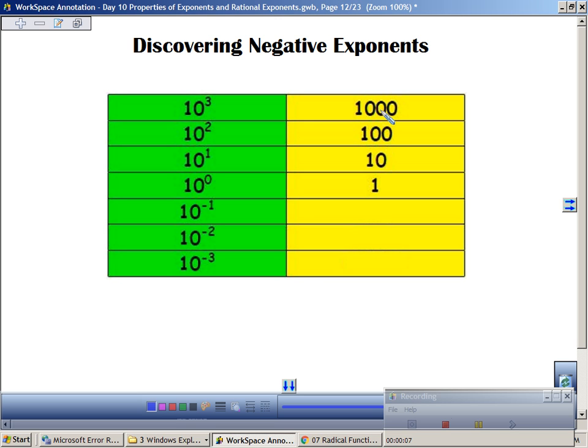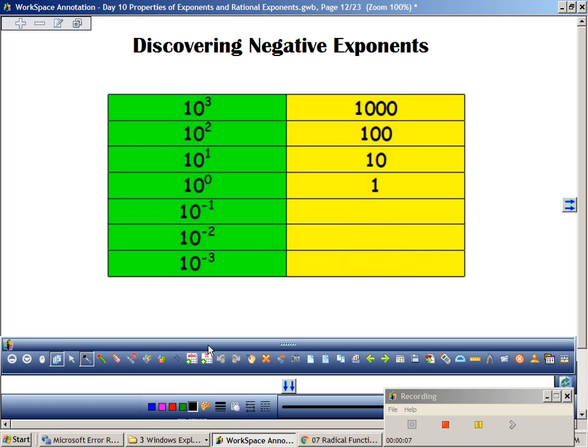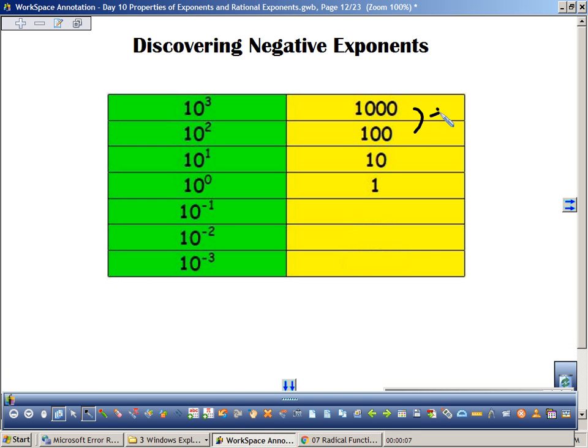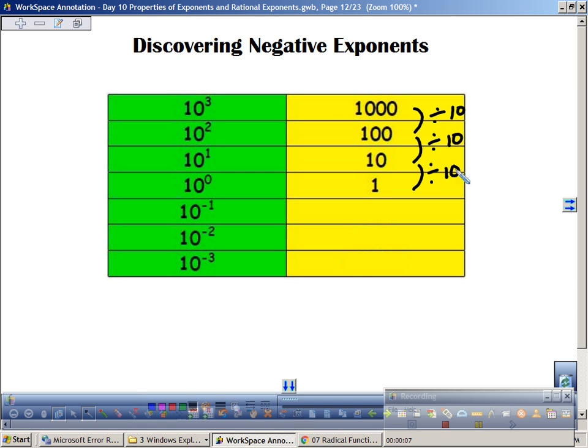I love it. Somebody in last class said I took a 0 away. How do I take a 10 away? I divided by 10. I divided by 10. I divided by 10. So what do you think I'm going to do now? I'm going to divide by 10, and then divide by 10, and then divide by 10.